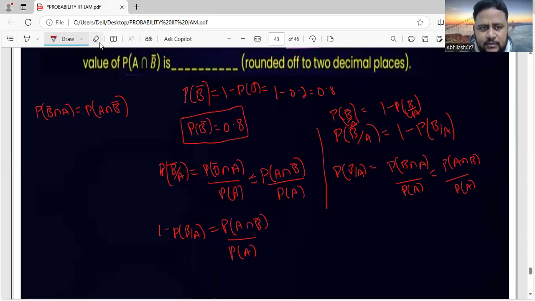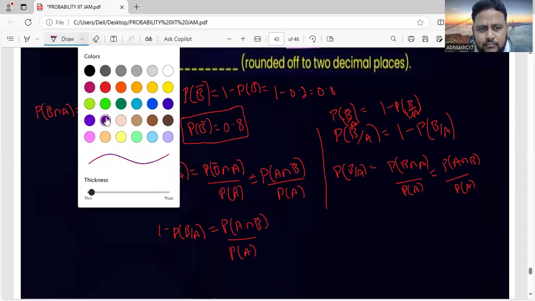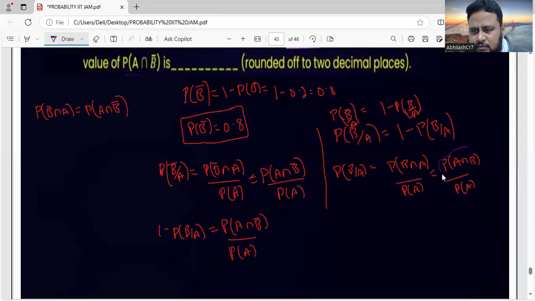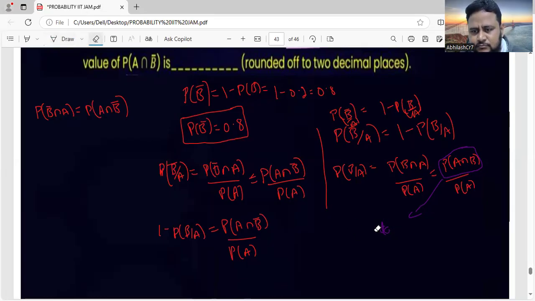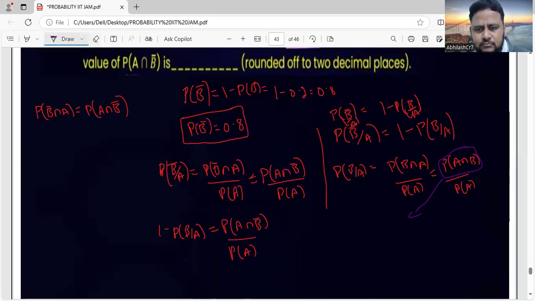Now, to find out this numerator, what do we have to use? We have to use the addition theorem. It's a simple question, just a little tricky. We have to use the concept that 1 minus probability of A naught is equal to probability of A. That concept we have to use.